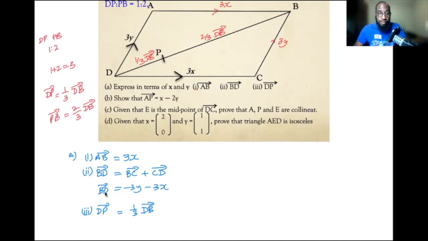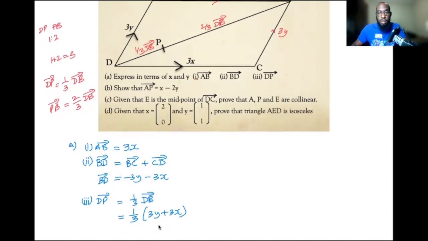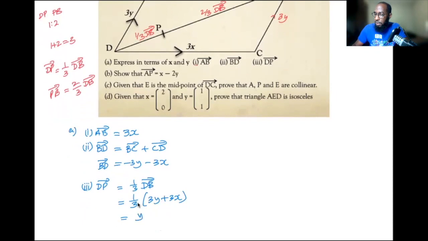If BD is negative 3y minus 3x, then the opposite, which is DB, is positive 3y plus 3x, changes sign. So we have 1/3 times (3y plus 3x). Remember, BD is negative 3y minus 3x. DB, which is the opposite in direction, is going this way, so we have to change the signs. So that is plus 3y plus 3x. Now to expand this bracket, 1/3 times 3y is y, plus 1/3 times 3x is x. So DP is y plus x. This is part A.